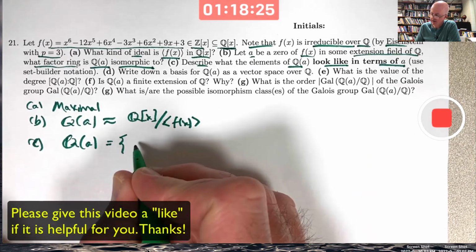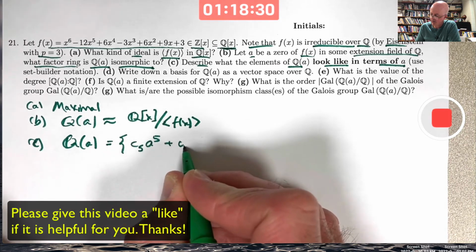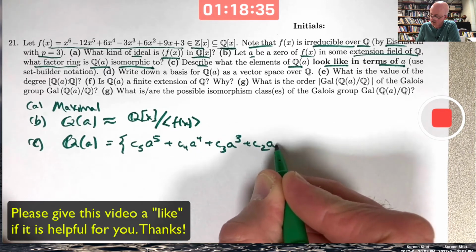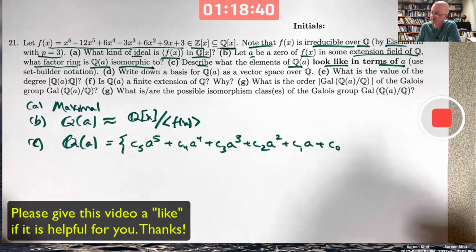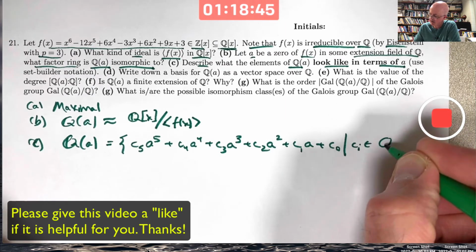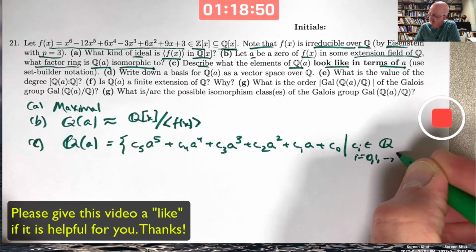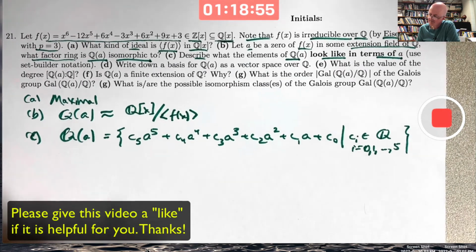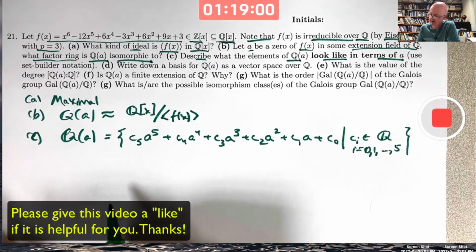Doesn't matter what order you write them in. You could write, say, c5 a to the 5th plus c4 a to the 4th plus c3 a cubed plus c2 a squared plus c1 a plus c0 times 1, which you could just write as c0, where each of these ci's is in the base field Q, for i going from 0 to 5. That's a theorem.